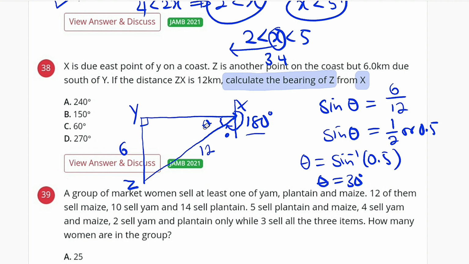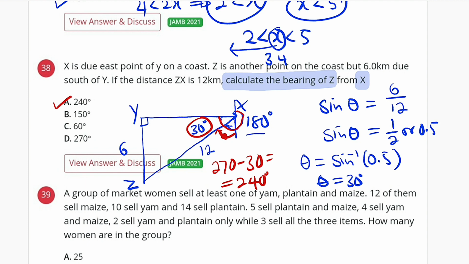So if this angle right here is 30 degrees, remember that this is south and this line here is 90 degrees. If you come down from here to here, you have 180 plus another 90, making 270. And out of this 270, we want to take away 30 just to get the angle that stopped at this point. So to find this bearing, we are going to take away 30 from 270, and that will give us 240 degrees, which is option A.